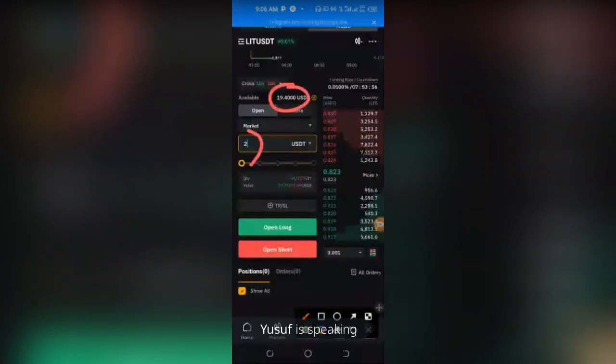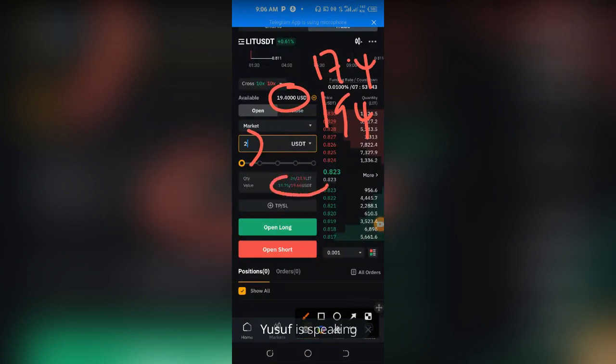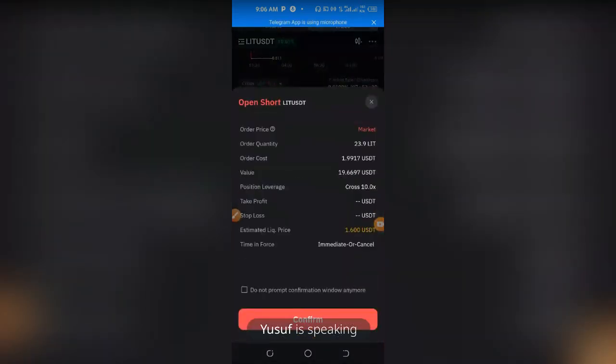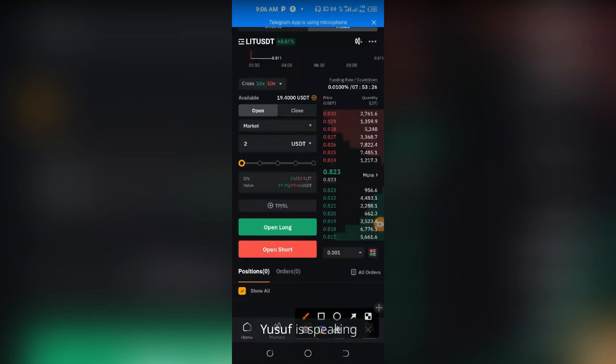So out of my real money, I'm trading with $2. That means my balance is $17.4. But because of my 10x leverage, remember, the money plus the one I borrowed is 194. So with the leverage, I'm using 19.6. That means I'm exposing real $2. So I'll just click on open short. Can you see? If it is a short, just like the signal says.